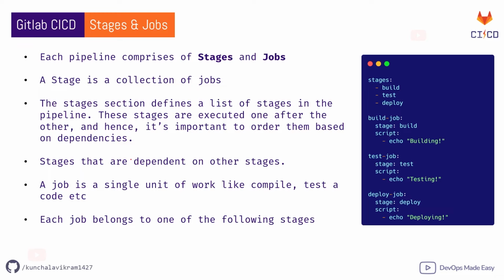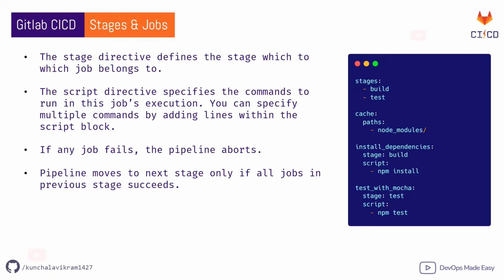Now let's understand much better about these stages and jobs. Every pipeline comprises stages and jobs, and a collection of jobs becomes a stage. So the build stage can have multiple jobs belonging to it. Every stage will be executed one after the other, but all the jobs that belong to a stage are executed in parallel. That's the default arrangement in GitLab CI/CD. Stages are sometimes dependent on other stages, and as I said, every job belongs to one of the stages. If any job is not marked with a stage, it by default gets assigned to the test stage.